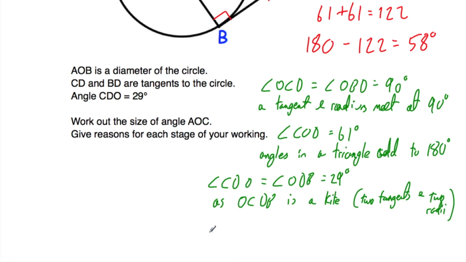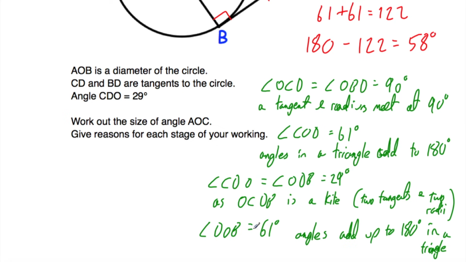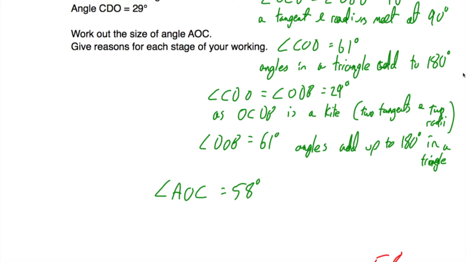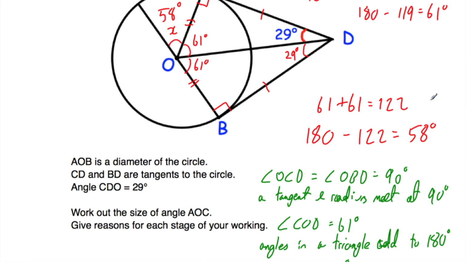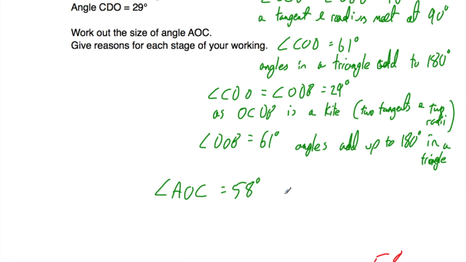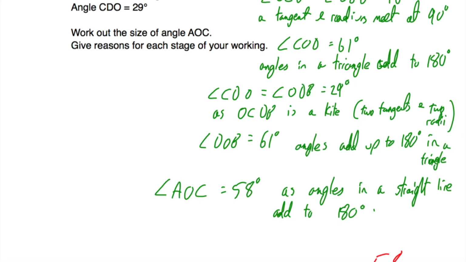Then we worked out the size of angle DOB, and DOB was 61 degrees as well. So angle DOB is equal to 61 degrees as the angles in a triangle add up to 180 degrees. And then finally, we found out that angle AOC equaled 58 degrees as the angles in a straight line add up to 180 degrees. So that means that angle AOC is 58 degrees. And that's it. So they're the reasons that I've given for that question.